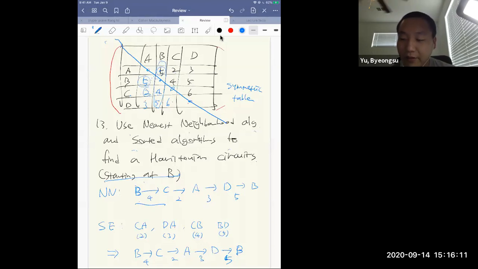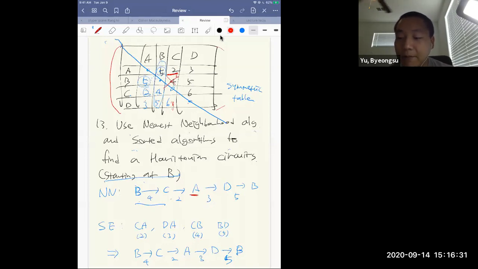Then after you go to C, you have already visited B, so you can just delete B. Then the only possibilities left are A and D, but definitely A is much nearer than D, so you need to choose A next.